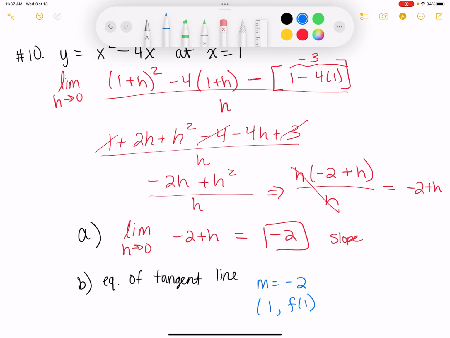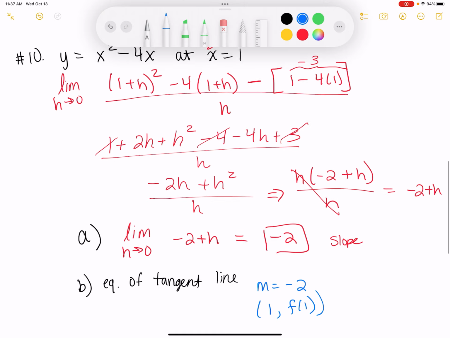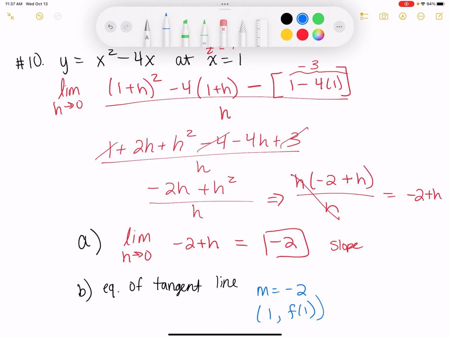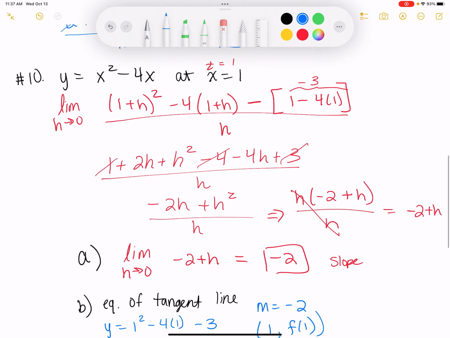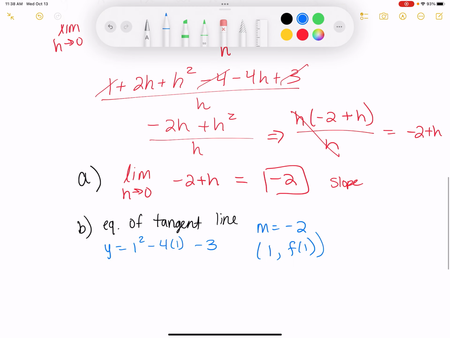So I'm going to do f of 1, which is going to give me y at x is equal to 1. So when I plug in 1, you get y is equal to 1 squared minus 4 times 1. We get what? Negative 3. Where did you get that 4 from? Oh, that's from the equation. Okay, sorry. So my point now is (1, negative 3), and my slope is negative 2.